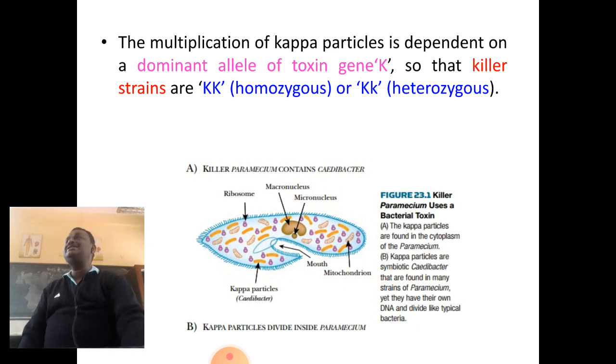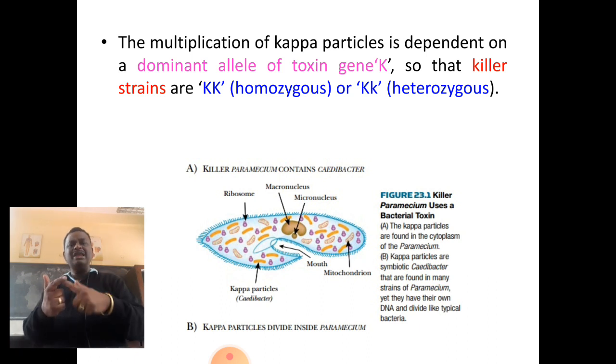So, what is the speciality of killer strain? Killer strain should have two major features. Feature number 1 is they should have Kappa particles in them. Feature number 2 is they should also have capital K dominant allele in them, either in the homozygous condition or heterozygous condition. When these two characters are fulfilled by a paramecium, such paramecia are called killer strain.